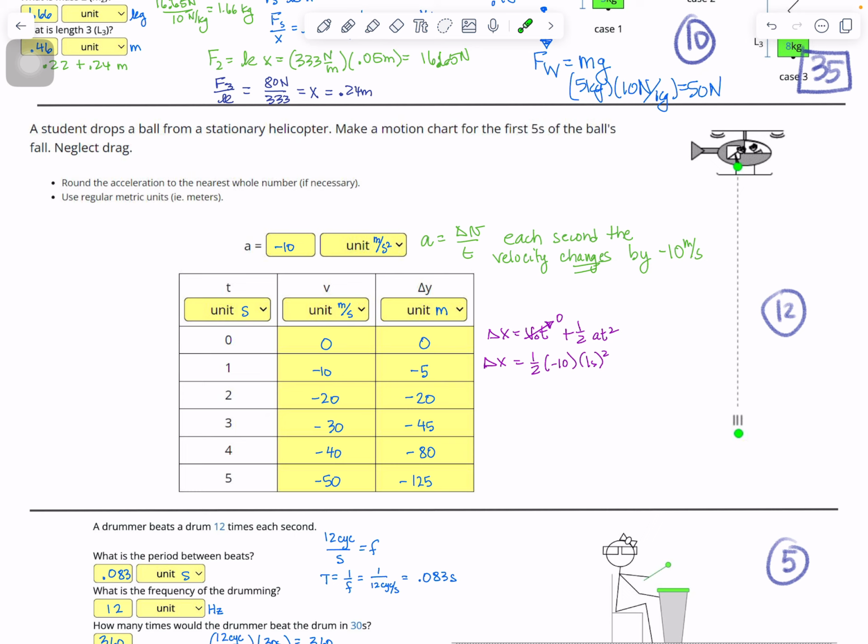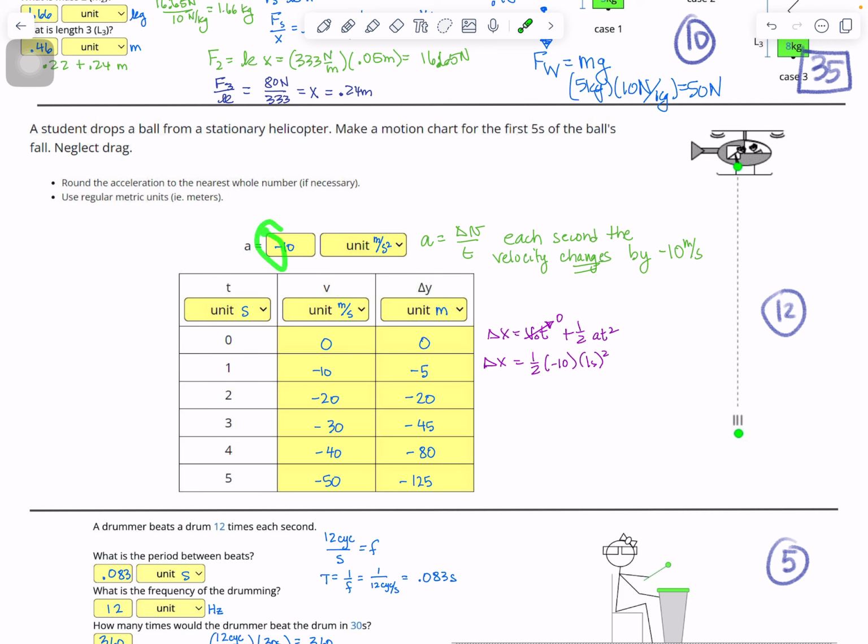So it's in free fall. That means the acceleration is the acceleration due to gravity, which is minus 10 meters per second squared. I know the definition of acceleration is that it's the change in velocity each second. So for this one, each second the velocity changes by negative 10 meters per second. And so if I start out at 0, which I do, I'm dropping it, then after the first second, I'm at minus 10 meters per second. Second, I'm at minus 20. Third, minus 30. Fourth, minus 40. Fifth, minus 50.